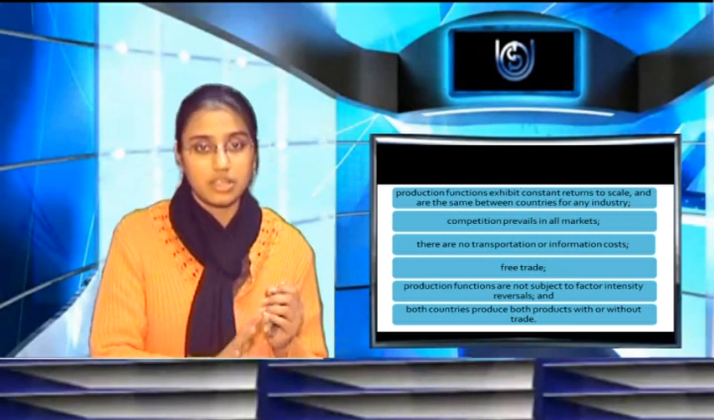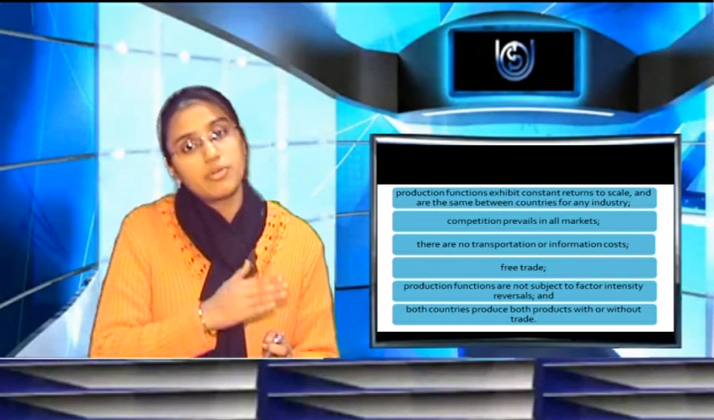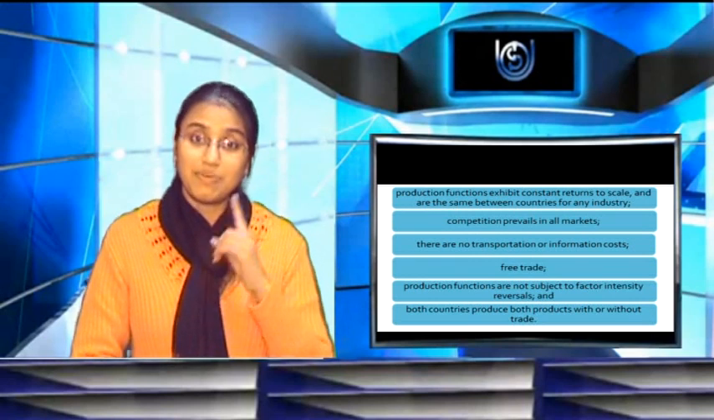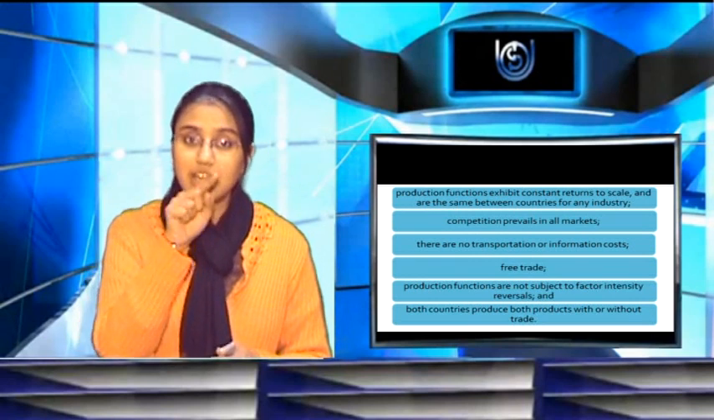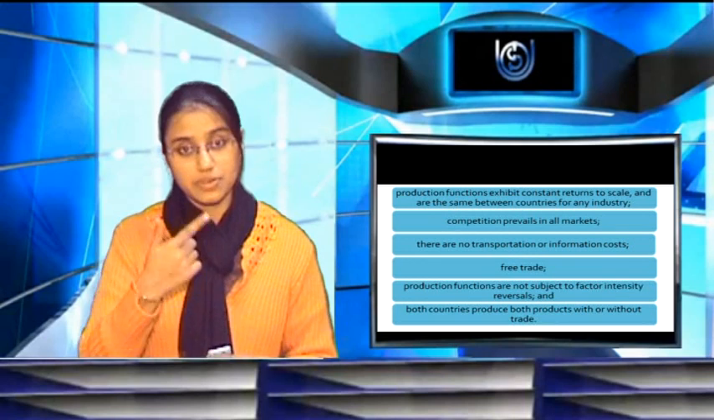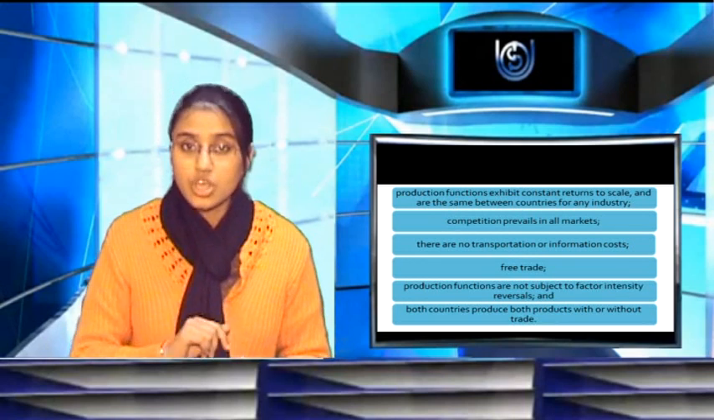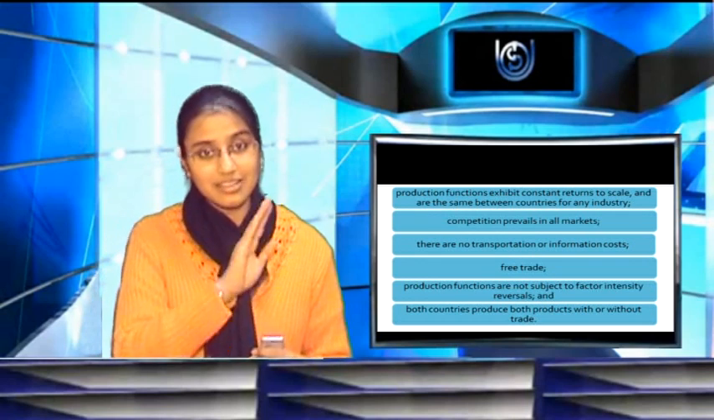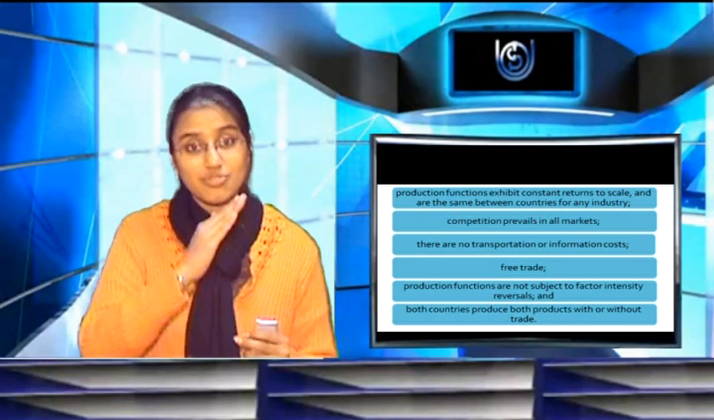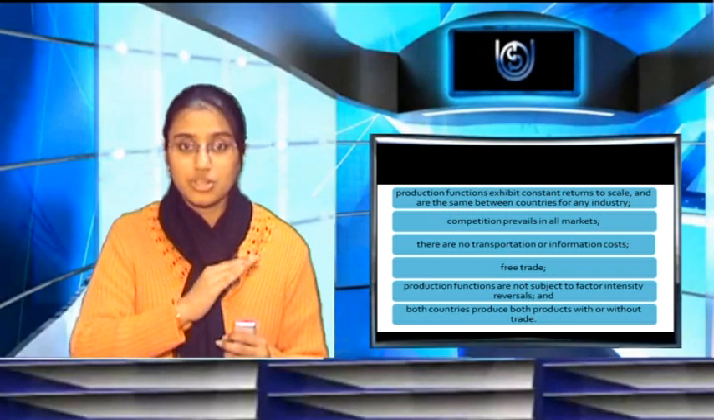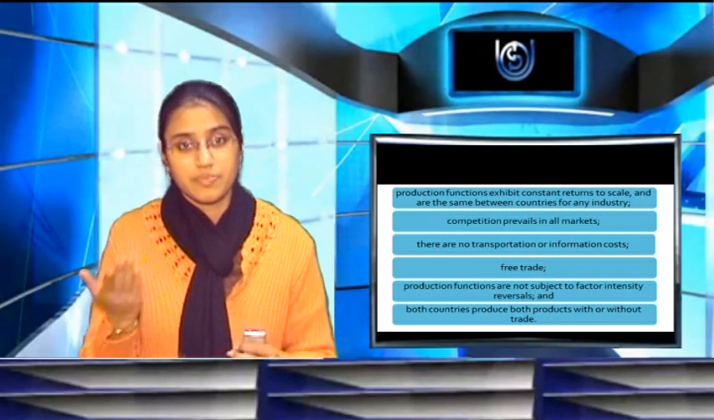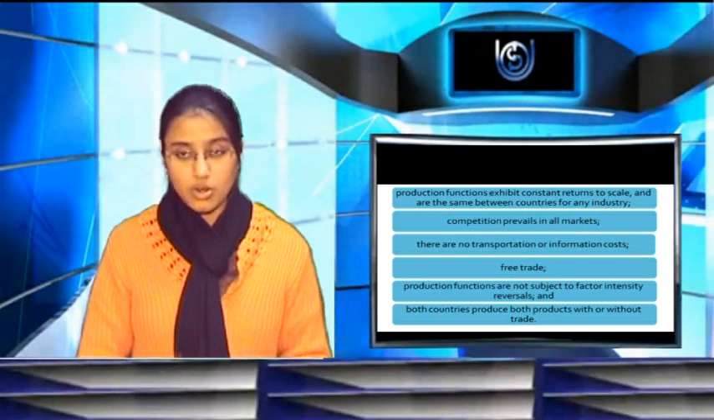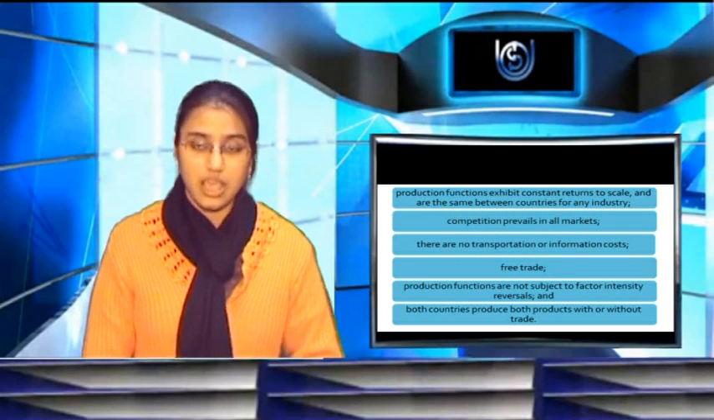Production functions having all their resources, and both countries produce both products with or without trade, as they were fully employed. In the previous session we discussed that country A and country B deal with potatoes and shoes. They were fully employed even without trade, but with trade, their consumption improved and growth came into the economy. So those are the assumptions of factor price equalization.